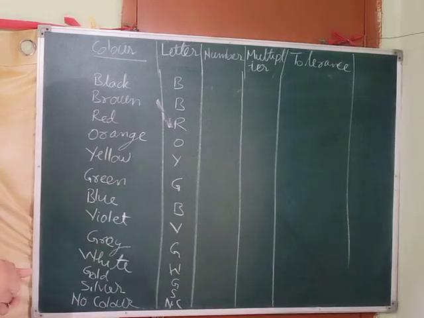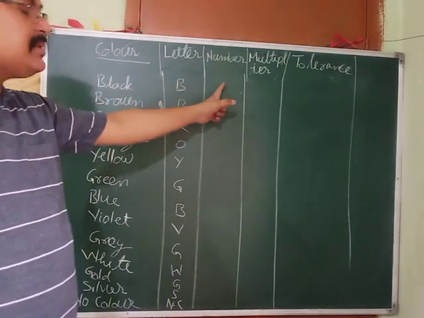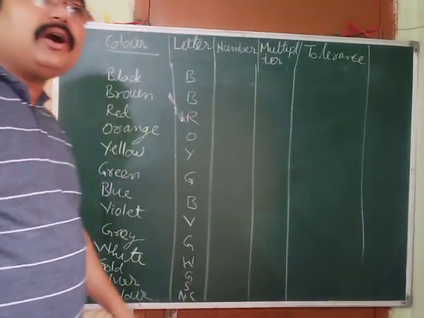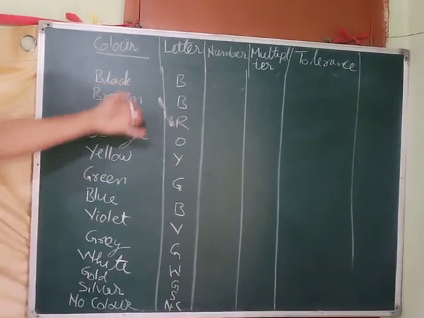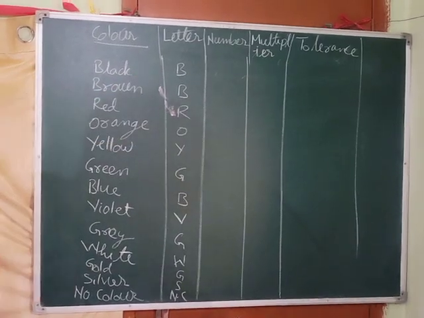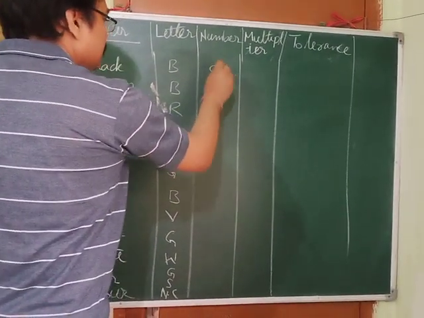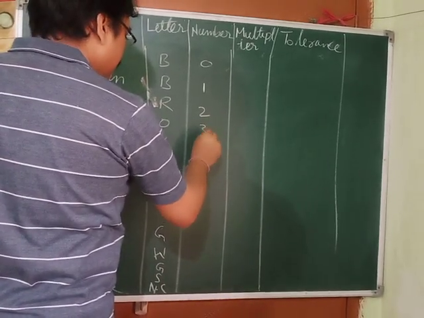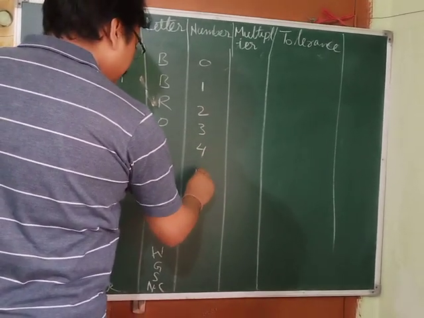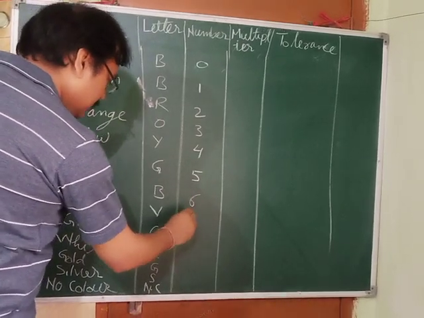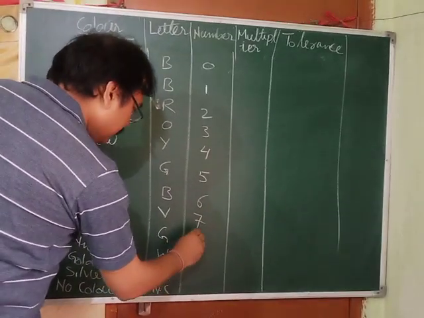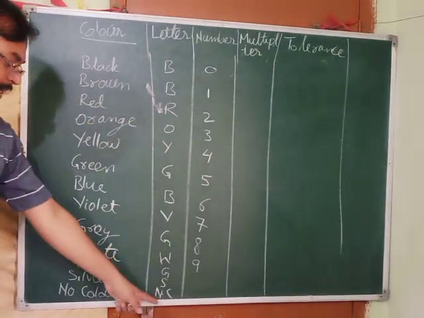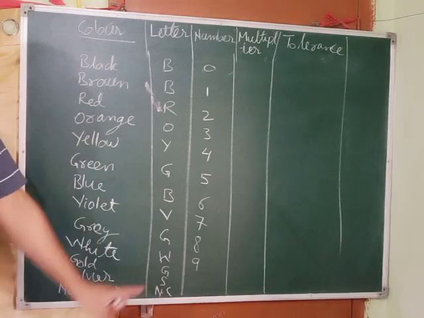Now see, first is the numbers, second is multipliers, and third is tolerance. Now how does this help to remember the table? We have to start from number 0. So 0 for this, 1 for this, 2 for this, 3, 4, 5, 6, 7, 8, and 9 for this, till white. For gold, silver, and no color, we don't have to give any number.